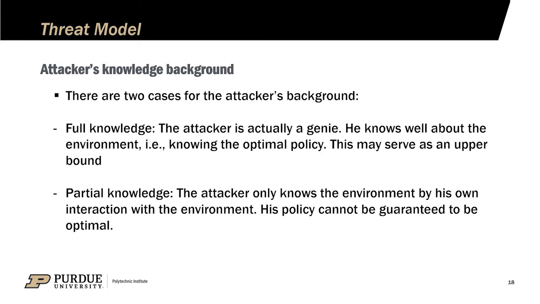Here we assume there are 2 cases for the attacker's background. The first one is full knowledge. The attacker is actually a genius or an expert. He knows the environment well, which means he knows the optimal policy. This may serve as an upper bound for our research. The second case is partial knowledge. The attacker only knows the environment through his own interaction with it. His policy cannot be guaranteed to be optimal, so he will use his estimated optimal policy.